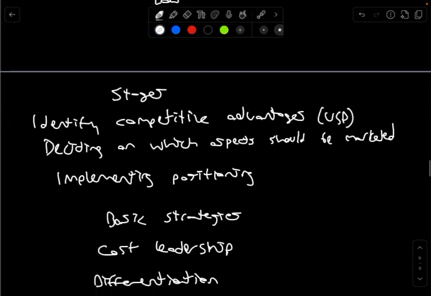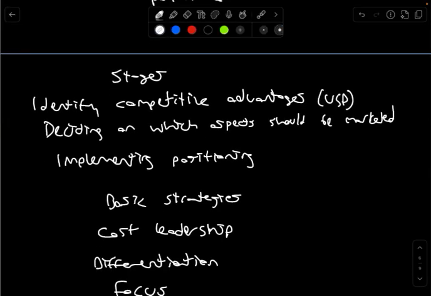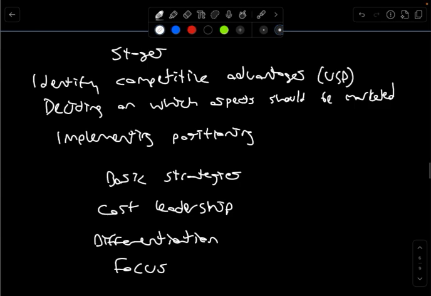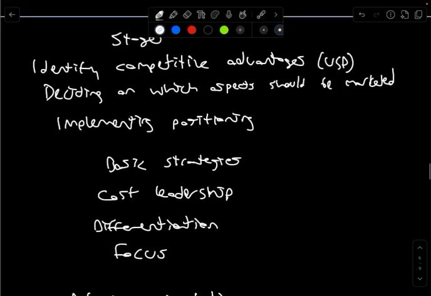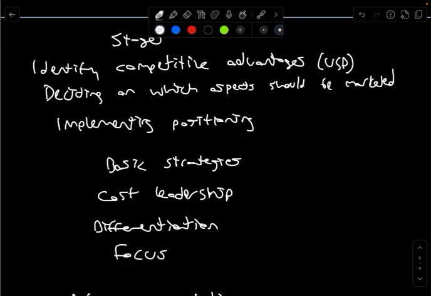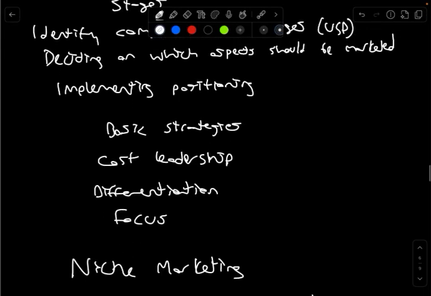And then there are some stages to positioning. One of which is identifying competitive advantage. For example, identifying the USP, and then marketing on that aspect, and also deciding on any other aspect that should be marketed on. And then finally, implementing the positioning strategy, creating a new marketing mix or advertisements, etc.